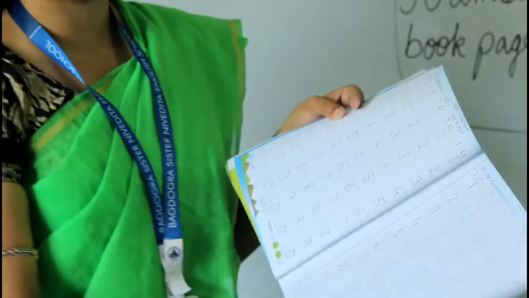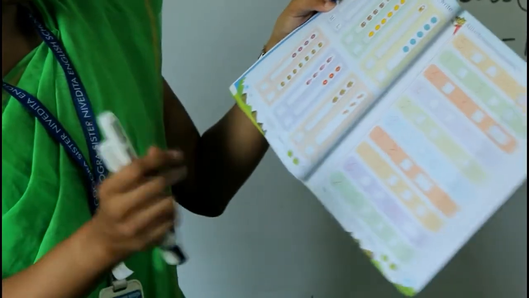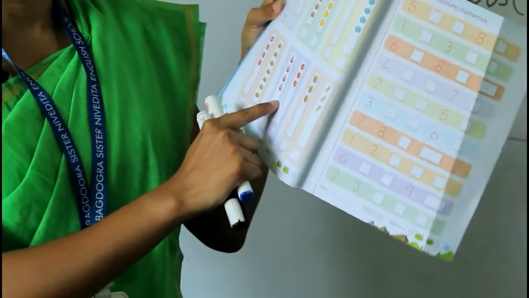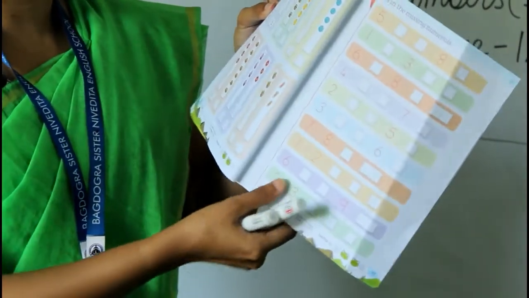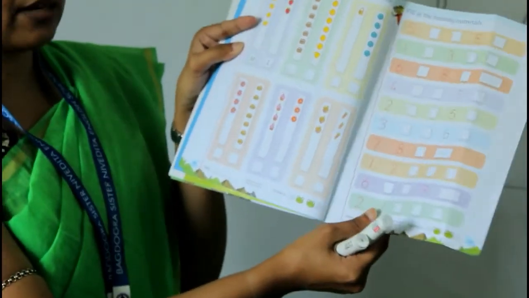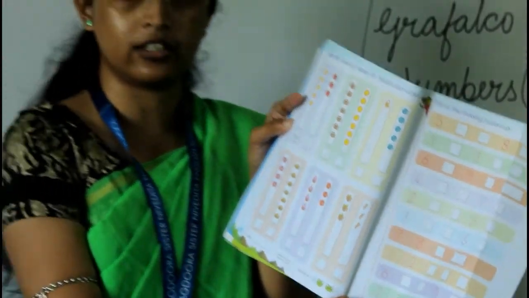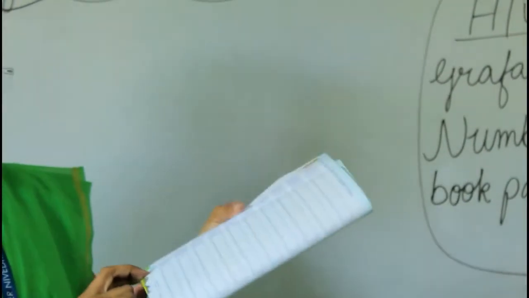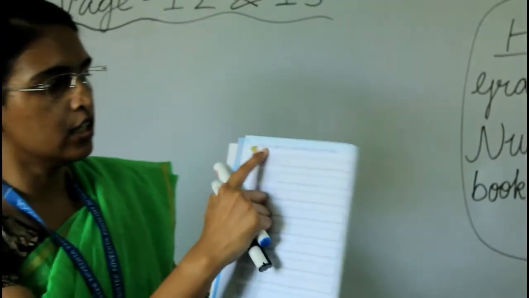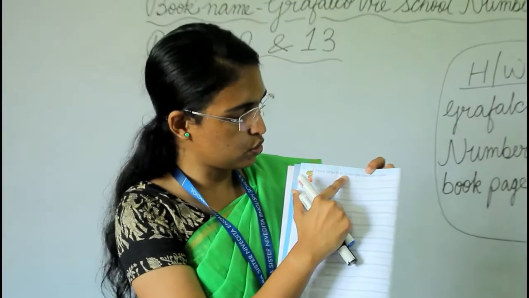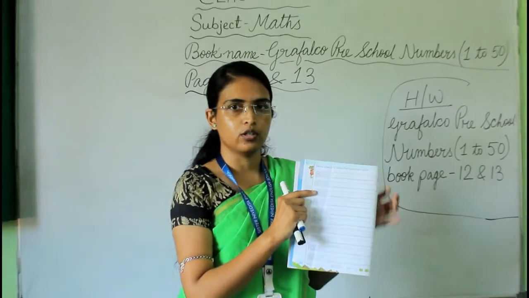In previous classes we have done all these activities from 1 to 5, right? So today I am leaving these 2 pages. We will do them later, okay? These 2 pages, page number 10 and page number 11, we will do later. Now come to page number 12. What is written here? Draw objects to show the number value.